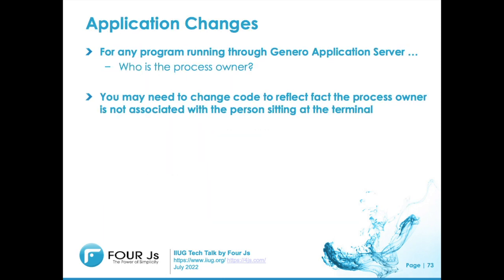In terms of application changes, one thing you need to be aware of is now who is the process owner of the fglrun process. You may need to alter your code to reflect the fact that the person running the program has not logged into the runtime system that you're running on. Values of environment variables such as HOME will be different than what you expect. So if you have any code that's dependent on that, you will need to review that.